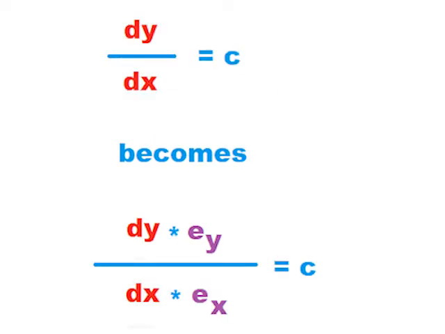If I do that, I can go back to my original formula of dy over dx equals c and change it to dy times ey over dx times ex equals c. Would this formula make any sense?